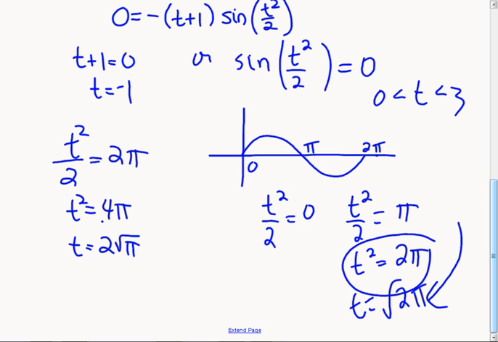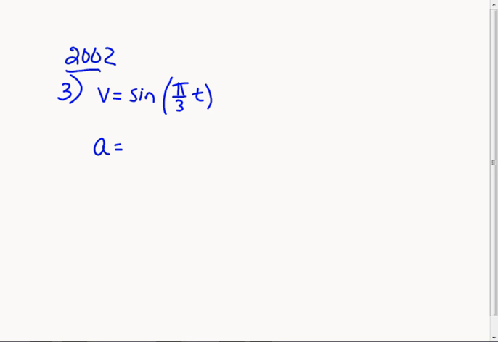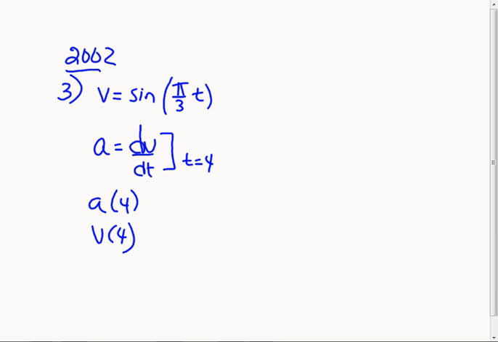The last one, how do you find the acceleration on the last one? This is 2002. Number 3. V is equal to the sine of pi over 3t. How do you find acceleration? dv. And you're going to evaluate it at t equals 4. And then they talk about the object speeding up or slowing down. So you have to find a of 4, and you have to find v of 4. It's a calculator active question, but you should be able to do it without. I don't like those. Are both the statements true or false?